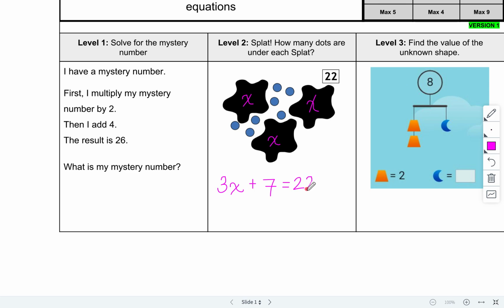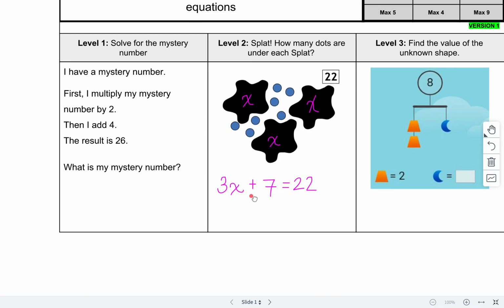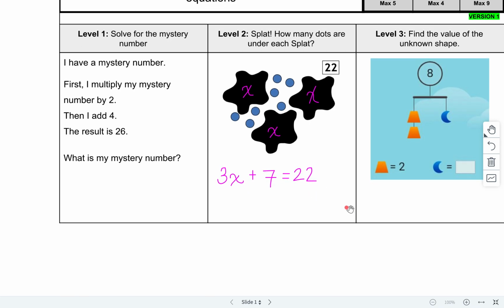So that's how we derived that equation. And then I'll list the steps on here again so that you can do this one and solve for x. For level 3, this one is another picture sort of equation. It's a little bit more confusing, so let's go through it together.